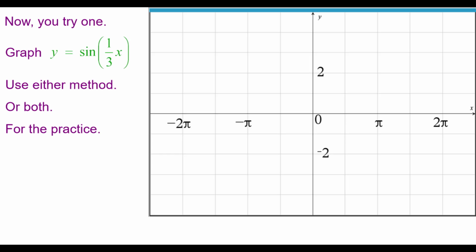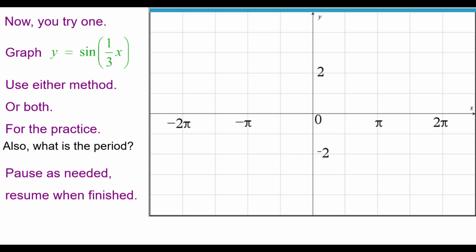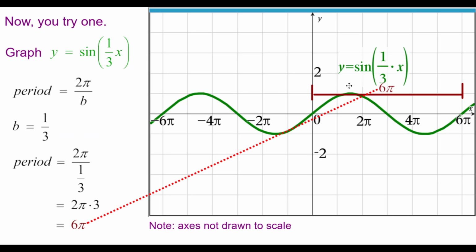Now you try one. Graph y equals the sine of the quantity 1/3 times x. Use either method or both for the practice. Also tell us what is the period. Pause to do this. So here's our graph in green. The period is 6 pi. We found it both graphically and also algebraically. Notice that the axes are not drawn to scale.